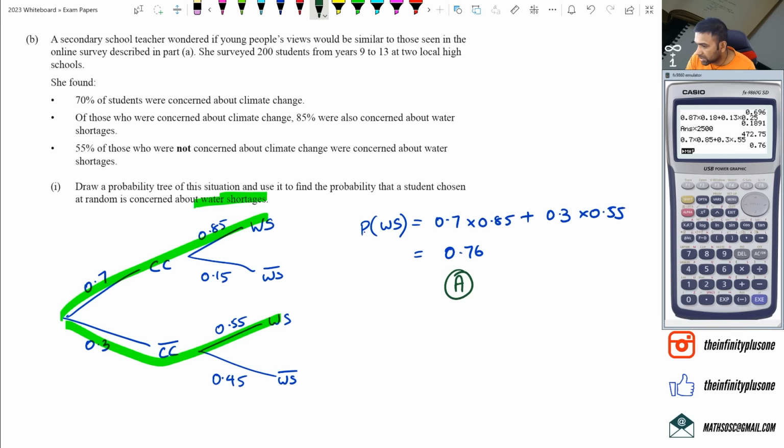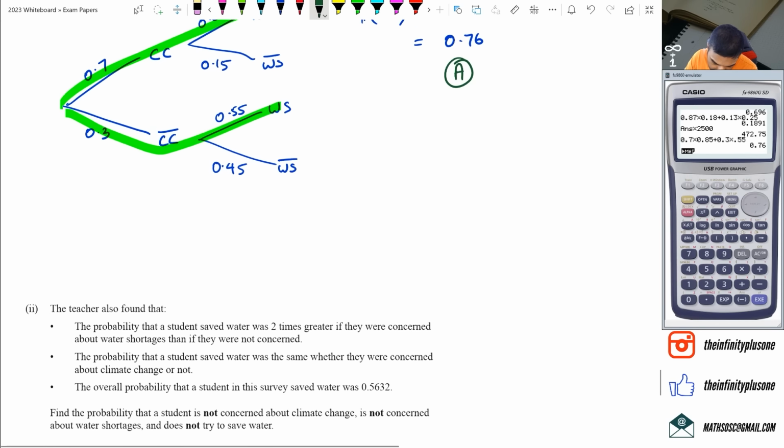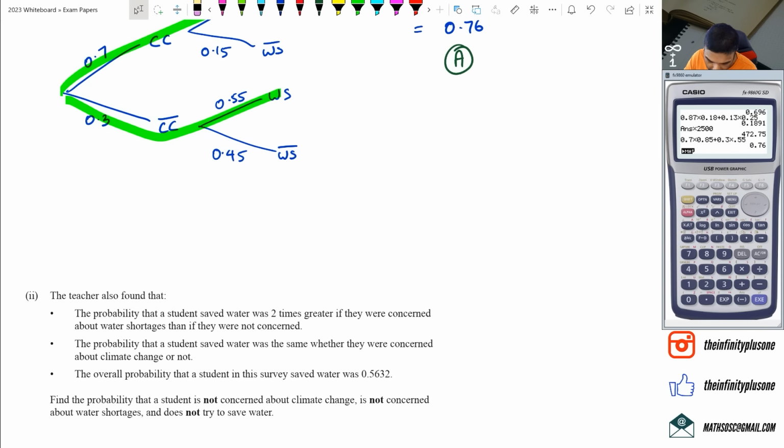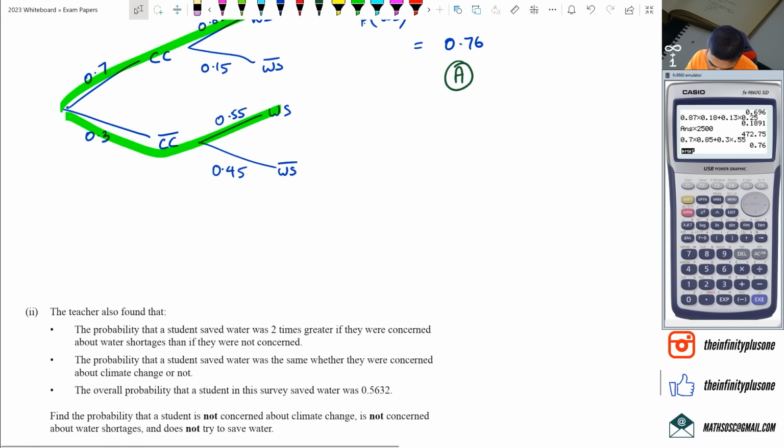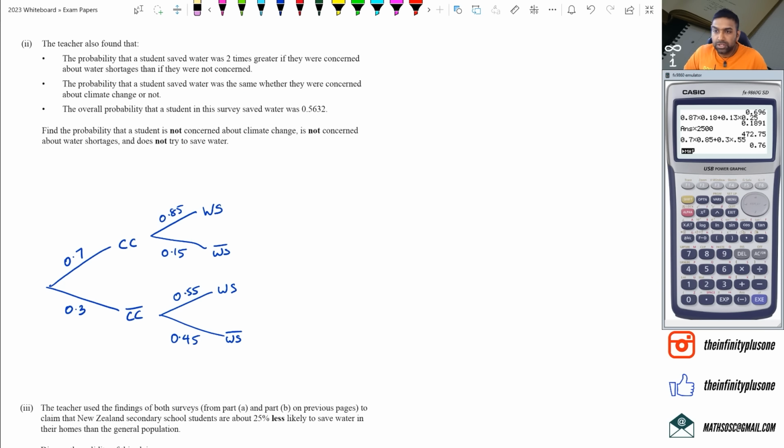Now part 2 of this question looks like we're going to need that probability tree, so I'm just going to copy it. Okay, so for part 2 of this question, what we've got is: find the probability that a student is not concerned about climate change and is not concerned about water shortages and does not try to save water. Okay, that's a lot happening in this question.